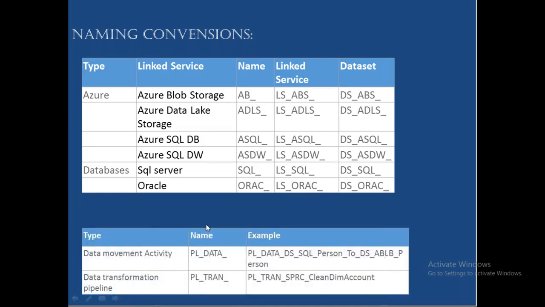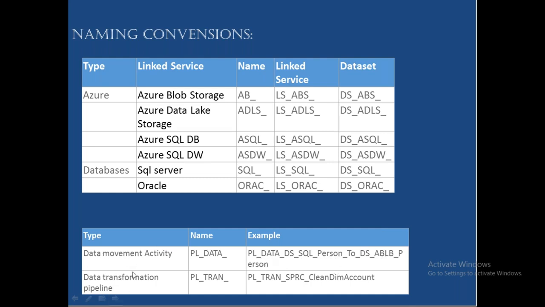Next, pipeline. With respect to pipelines, if the pipeline is for data movement, you have to start with PL underscore data. For example, you are copying data from a data set called SQL to maybe Azure blob storage. Then you say PL, pipeline for data movement, then data, then the source data set, DS underscore SQL underscore person. So this is the data set I am moving from to the target data set, meaning I am moving the data from SQL to blob. What data? Person data.